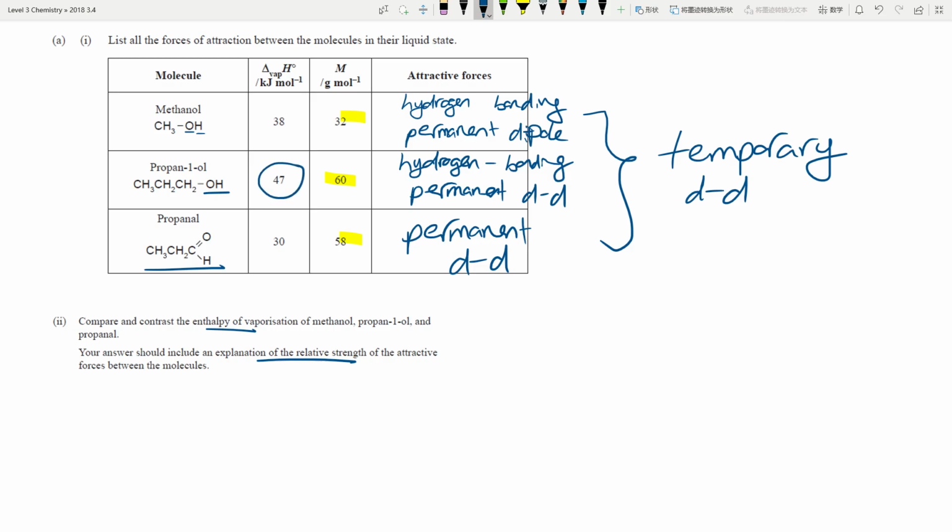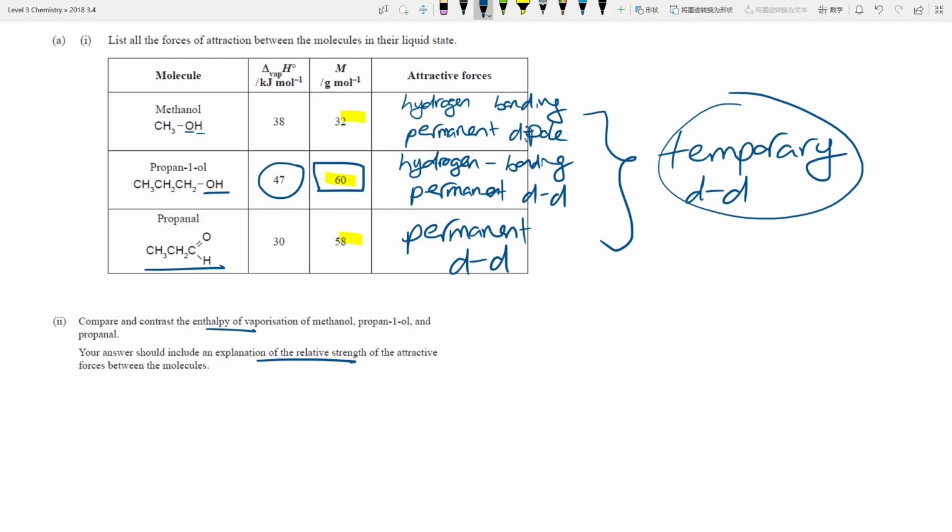Why is that? It has two things. First of all, it has the largest molar mass compared to the other two, so that will have the strongest temporary dipole-dipole force of attraction. Temporary dipole-dipole force of attraction is due to the random movement of the electrons. If you have a bigger molar mass, that means you have more electrons. If you have more electrons, that will make the molecule more polarizable, and that will result in stronger temporary dipoles, and stronger temporary dipole-dipole force of attraction.